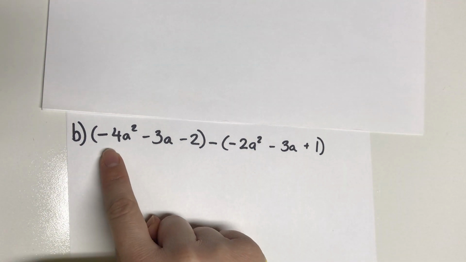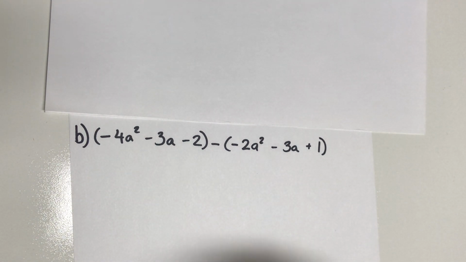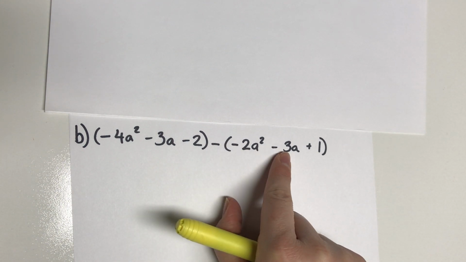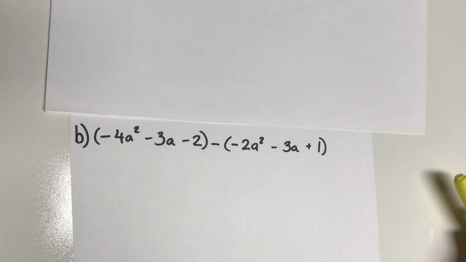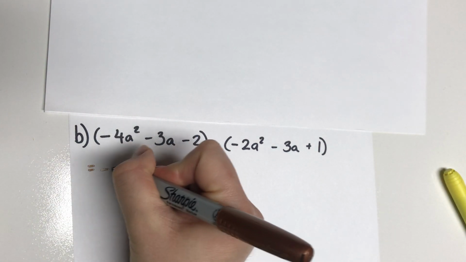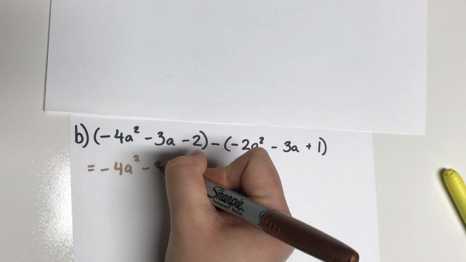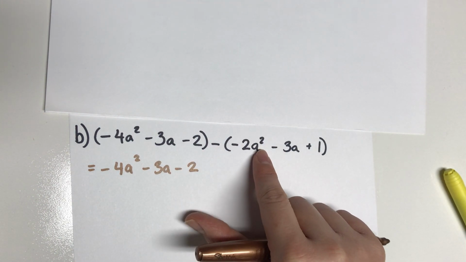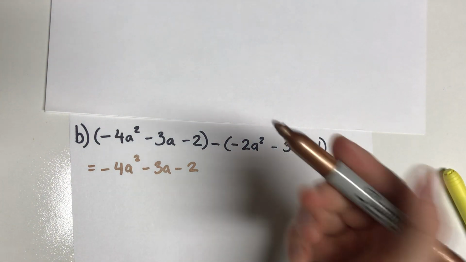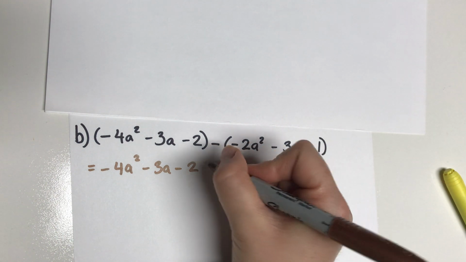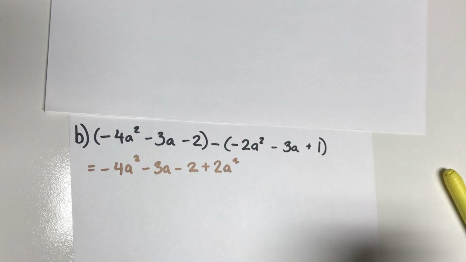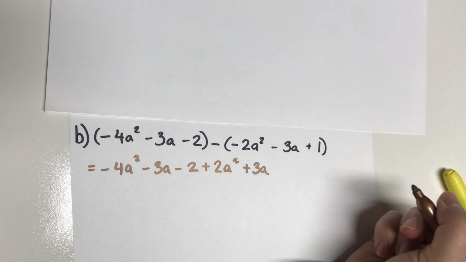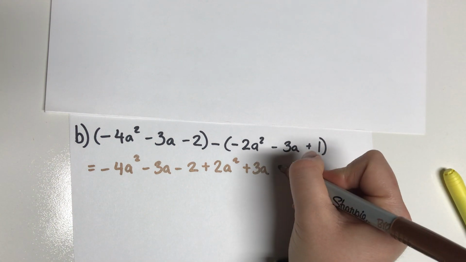My first trinomial, I'm going to keep the same, but the second one, because of this minus sign right here, all of the signs inside are actually going to change and become opposite. So this would give me negative 4a squared minus 3a minus 2. And then because of this minus sign, when I take off the brackets, all of the signs inside would change. So instead of negative 2a squared, I would have plus 2a squared. Instead of minus 3a, I would have plus 3a. And then instead of plus 1, I would have minus 1.